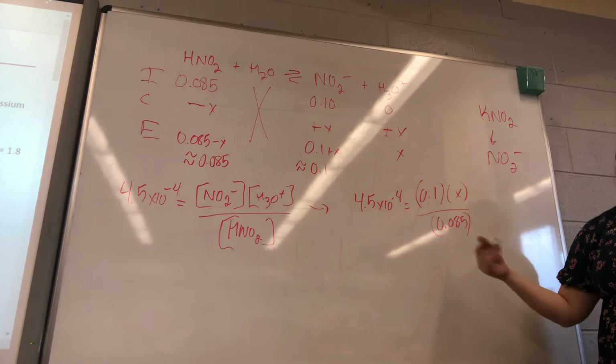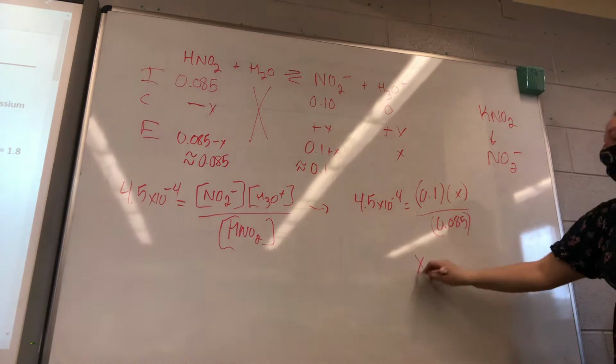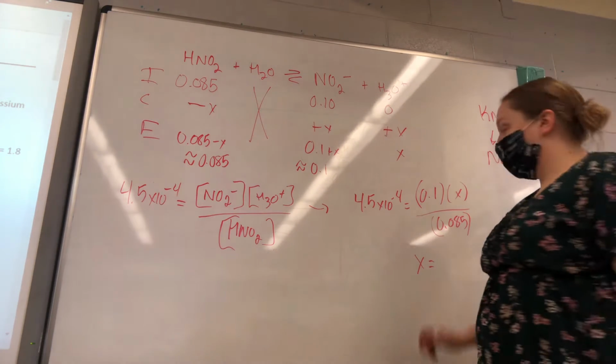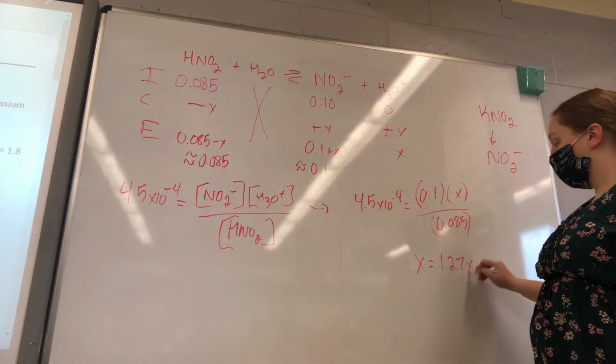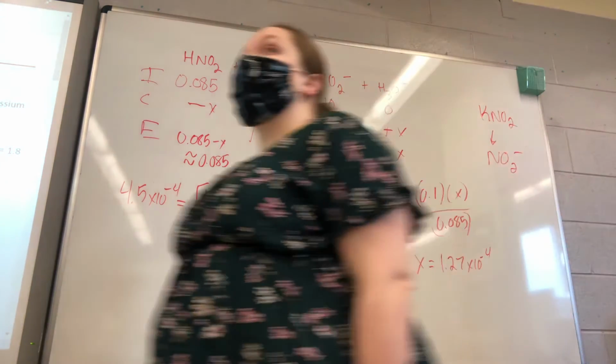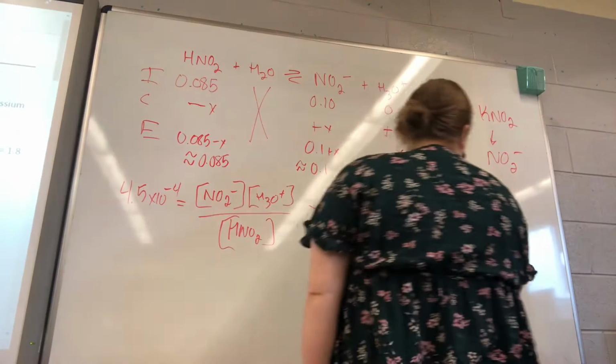We've gotten this far. What do we do next? Solve for X. I want to hear what you get. 1.275 times 10 to the negative 4. It's my first answer. I need at least two people to confirm it. Keep looking. Keep mathing. I got 3.85 times 10 to the negative 4.